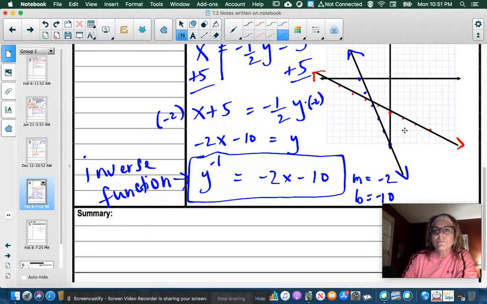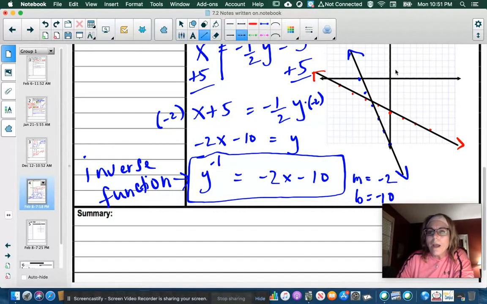And if I draw in the line y equals x right there, we can see that these are inverses of each other. They're reflecting over the line y equals x. That's the definition. We switch x and y's and solve for y.